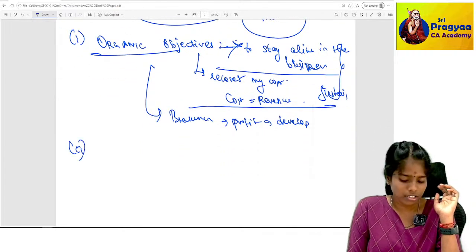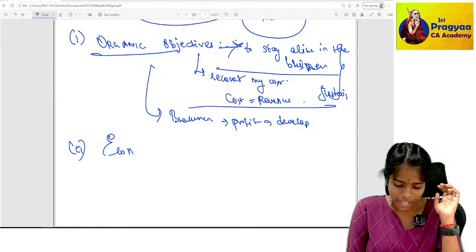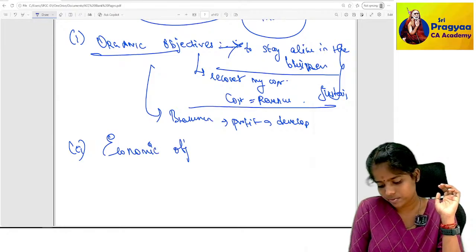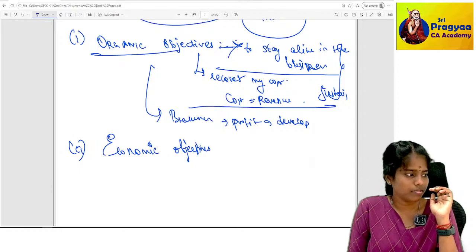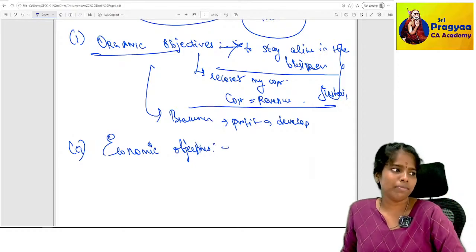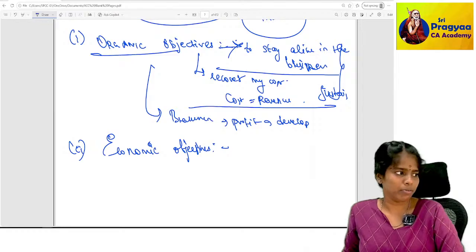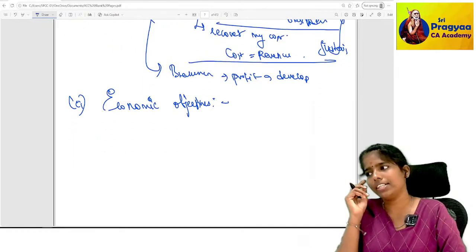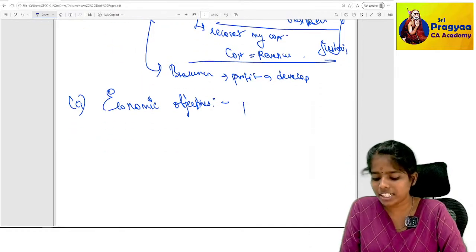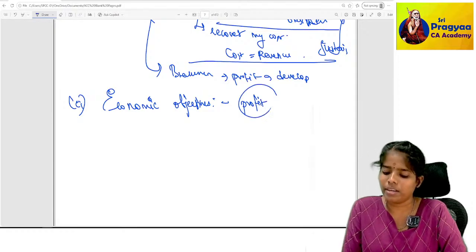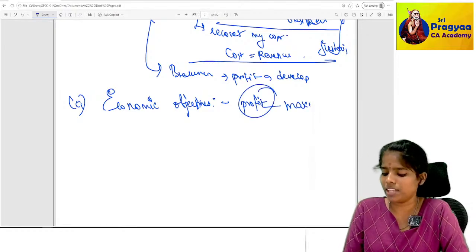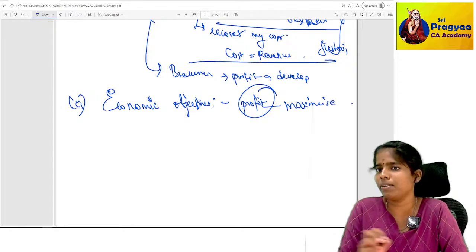Next, economic objective. Economic in the word lay you will be able to understand. What is economic objective? Profit. Profit is my main motive. எப்படிலாம் profit maximize பண்ணலாம்? That will be my motive under economic objective.